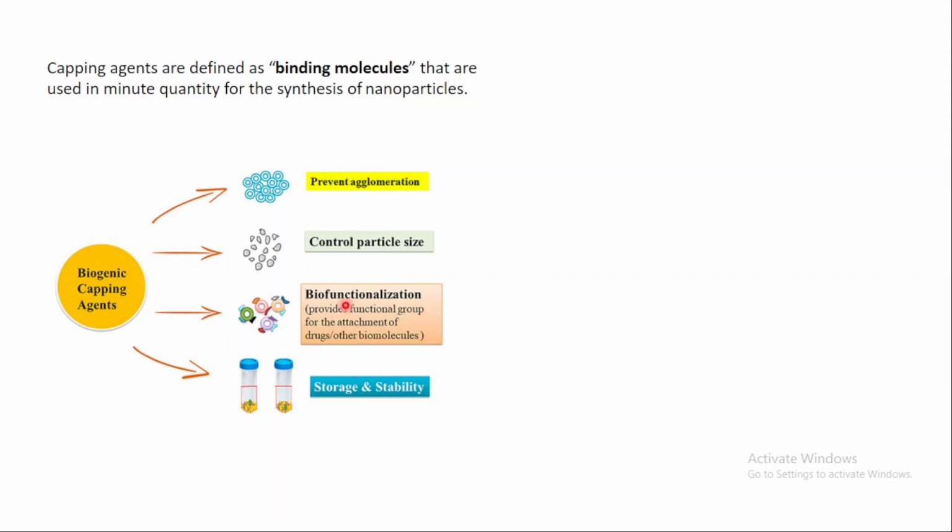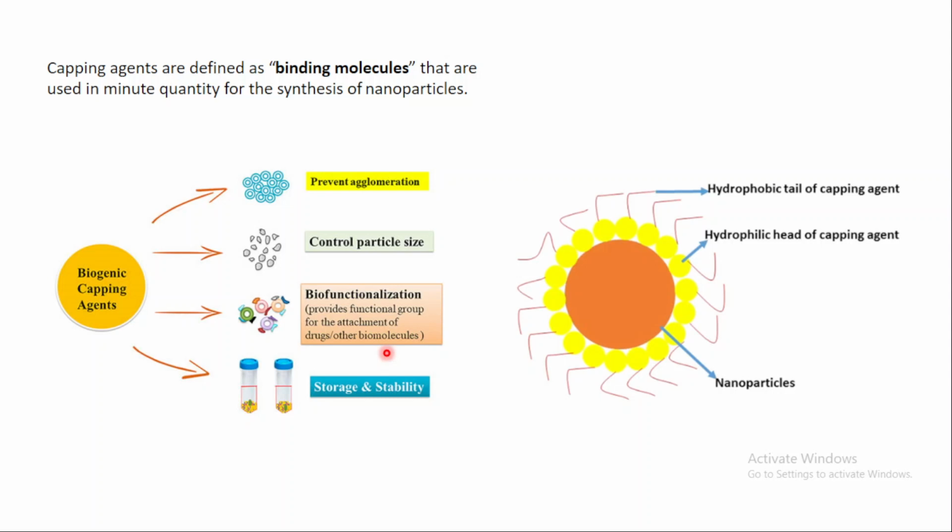Biofunctionalization provides functional groups for the attachment of drugs and other biomolecules. So while adding capping agents, we can modify them such that they can impart many functions to the nanoparticle that is being synthesized. They can either add functional groups or attach drugs or other biomolecules. And usage of capping agents also increases the storage stability of the resulting nanomaterials, right?